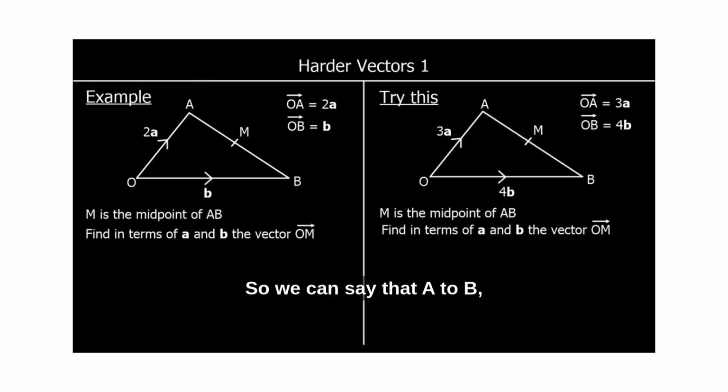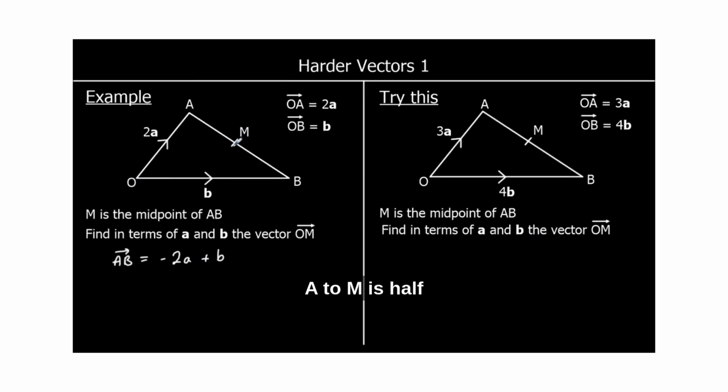So we can say that to get from A to B, we can go minus 2a. O to A is called 2a, so A to O, going backwards along it, is called minus 2a, plus b. So A to B is called minus 2a plus b.